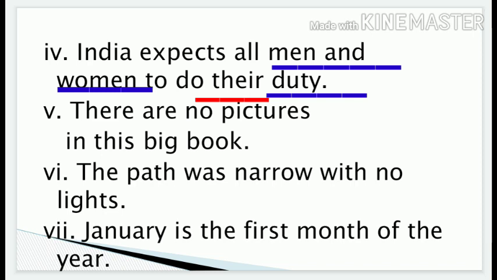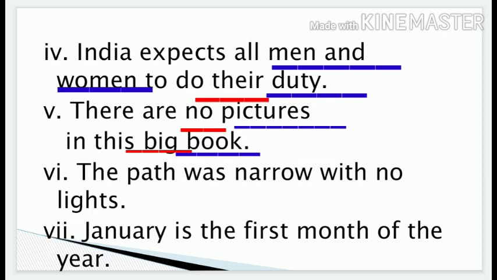The next sentence is: there are no pictures in this big book. Here, the word no is an adjective, so underlined with a red line, and pictures is a noun, it is underlined with blue. And big book: the word big is describing the noun book, so big is underlined with red, and book is underlined with blue.